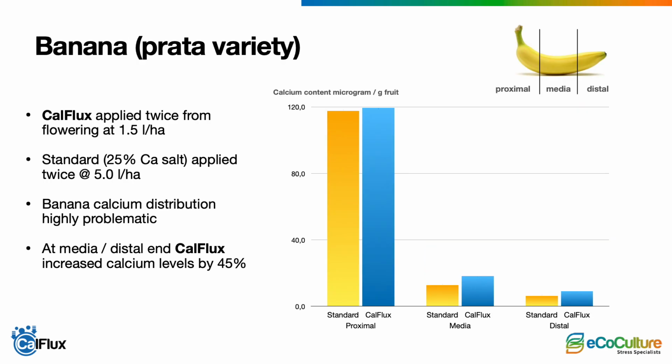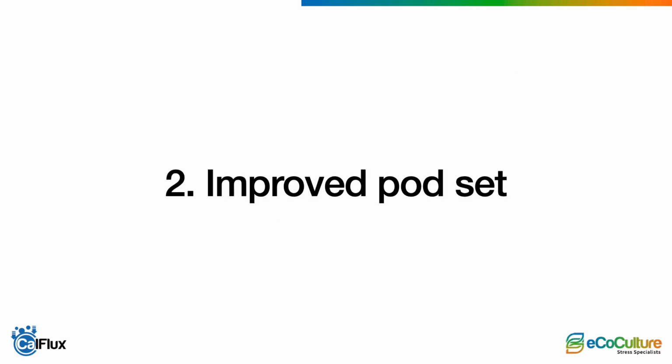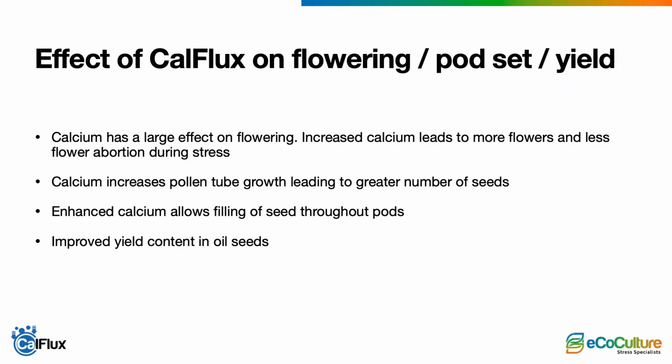Banana, Prata variety. Calflux was applied twice from flowering at 1.5 liters per hectare. Standard, a 25% calcium salt, was applied twice at 5 liters per hectare. Banana calcium distribution is highly problematic. At the median and distal end, Calflux increased calcium levels by 45%.